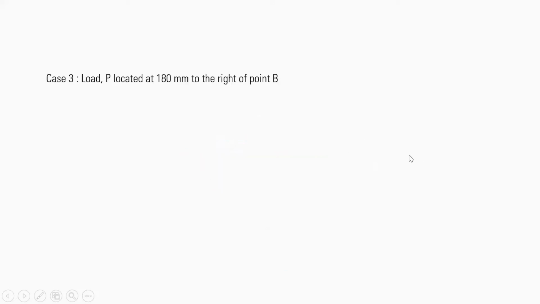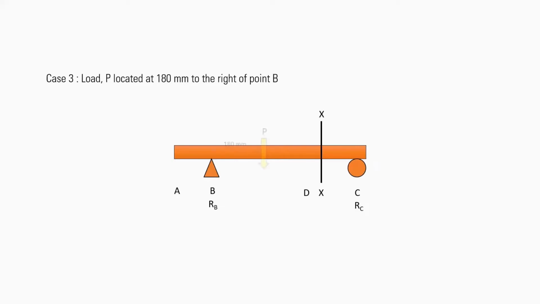Same goes to case 3. We are going to put the load P at 180 mm to the right of point B as shown in the free body diagram and measure it with the display force meter.